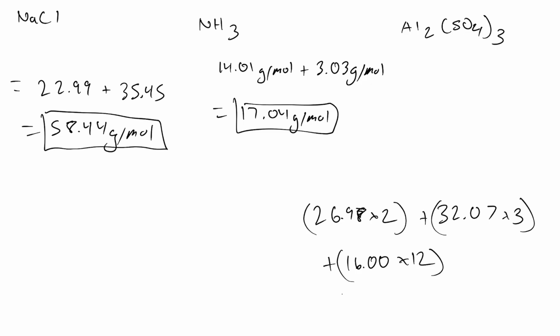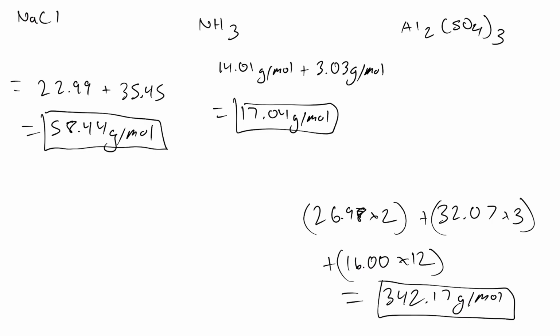And when we add all these up, and be sure to add them correctly in your calculator, we're left with 342.17 grams per mole. So as a quick recap, to calculate the molar mass, all we have to do is list all the atoms in the compound, multiply by their atomic masses, add everything together, and make sure we use grams per mole as our unit. Your teachers will deduct marks if you don't show the units.